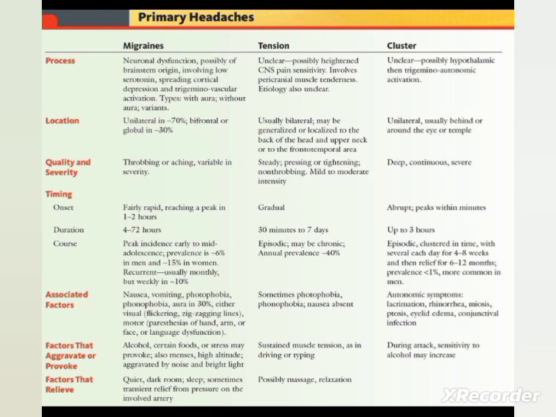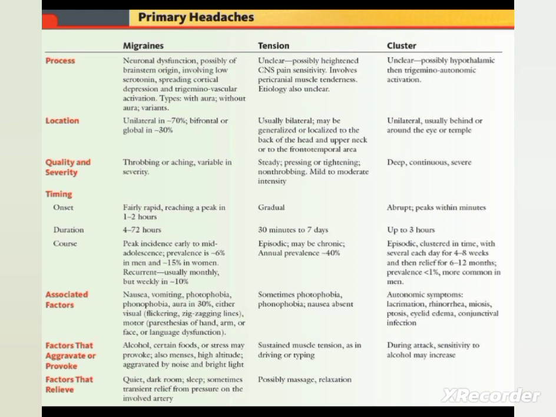In tension headache, the process is unclear and possibly heightened due to CNS pain sensitivity, involving pericranial muscle tenderness, and the main etiology is unclear. Next, cluster headache. The etiology is also unclear, and we think hypothalamic and trigeminal autonomic activation may trigger cluster headache. The location of migraine headache is mostly unilateral, 70%, but it may occur bifrontal or bilaterally. Tension headache is usually bilateral, may be generalized or localized. Cluster headache is usually unilateral, behind or around the eye.